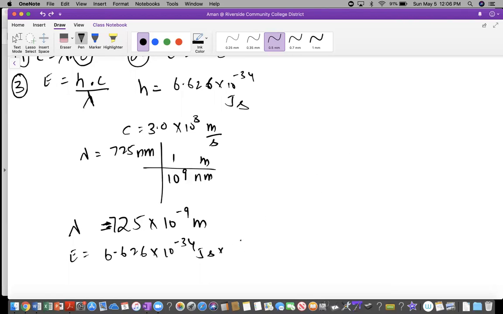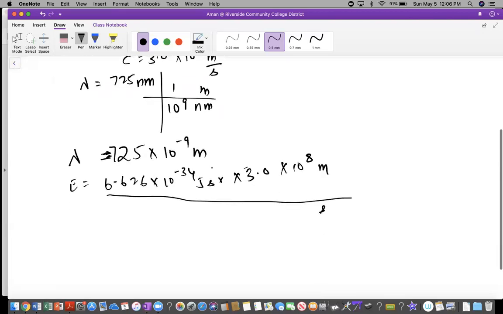Okay. Divided by 7 times C, right? Times 3 times 10 power 8 meters per second. And it's per second, so second is going to go down here. And then we got lambda, which is 725 times 10 to the power negative 9. So our seconds, and then this is of course meters. Our meters cancel, seconds and seconds cancel. Joules, so how much would that be? You have to plug that whole thing into the calculator.